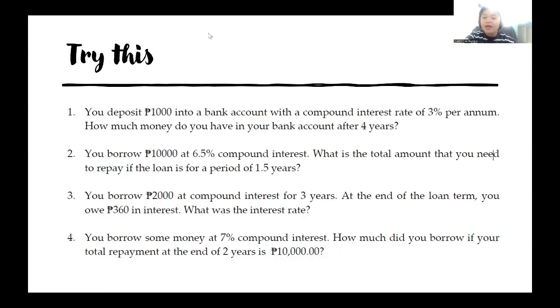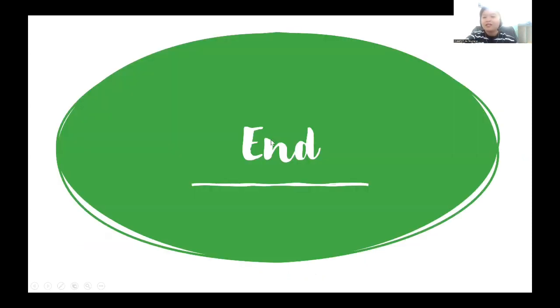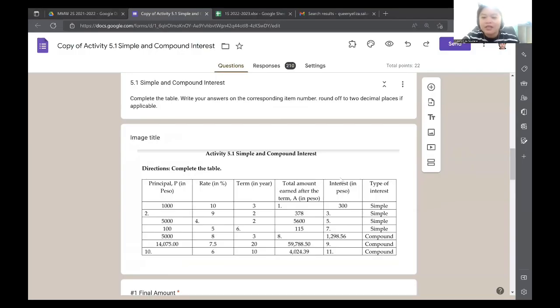So, very ABM, this topic. You also have the Try This exercises, which are actually simpler. You can also practice on this one. It is in the workbook. So, just practice, though it is not much of a challenge for me. That's the end of the presentation.